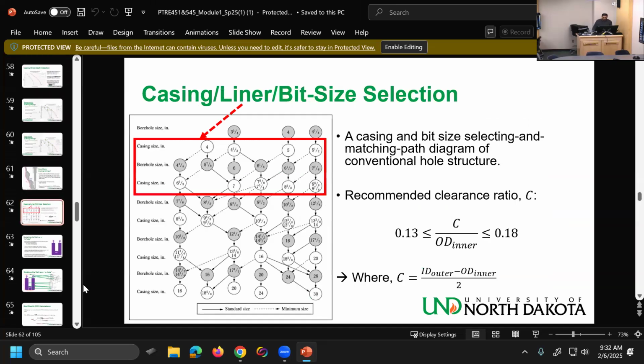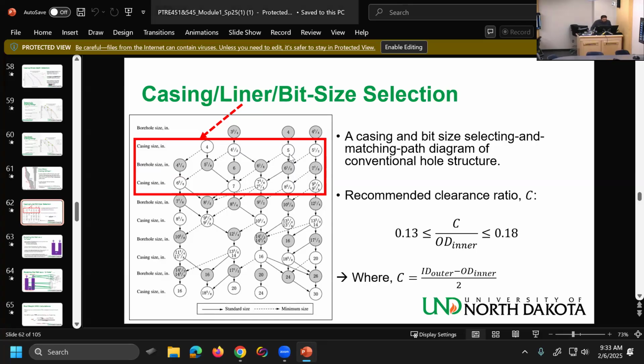And then we talked a little bit about some practical stuff. Obviously, if I have a casing that is 5-inch inner diameter, I'm not going to run a 5-inch outer diameter in it. It will never pass through. I need to have a clearance. Practically speaking, this clearance, given by the ID of the outer tubular minus the OD of the inner tubular, divided by 2, the distance between the outer diameter of the tubular inside and the inner diameter of the tubular outside, should be between 0.13 and 0.18.